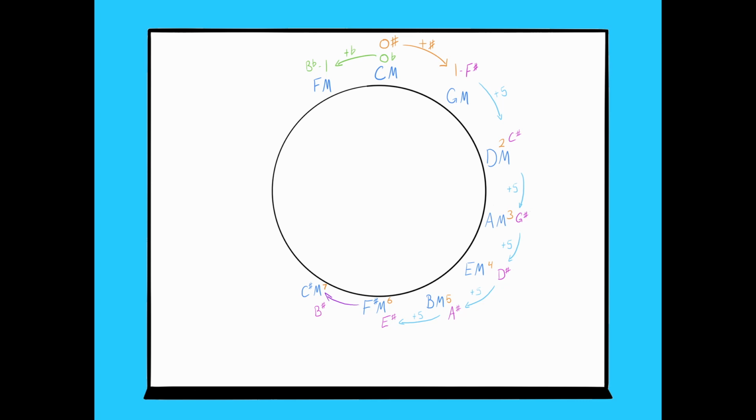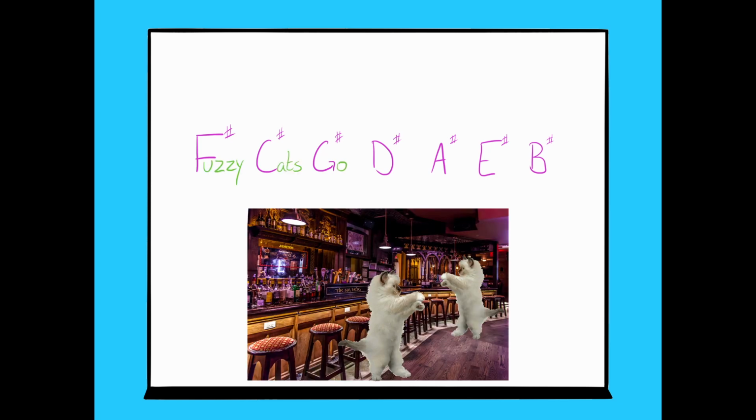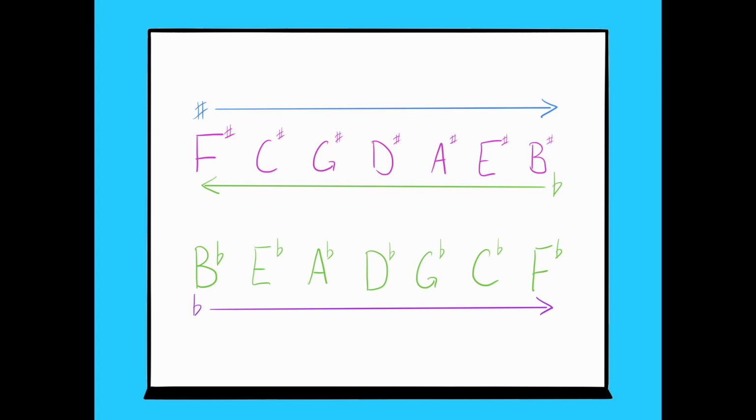Before we look at the other half of the diagram, let's talk about how to remember this order of sharps. It's useful that they are a fifth apart, but using a memory tool will come in handy too. There are plenty of mnemonics to remember this order of letters, and I encourage you to come up with your own fun sentence. But for now, let's use this. Fuzzy cats go dancing at every bar. The handy thing about remembering the order of sharps is it also gives you the order of flats. The flats appear in the reverse order of the sharps.